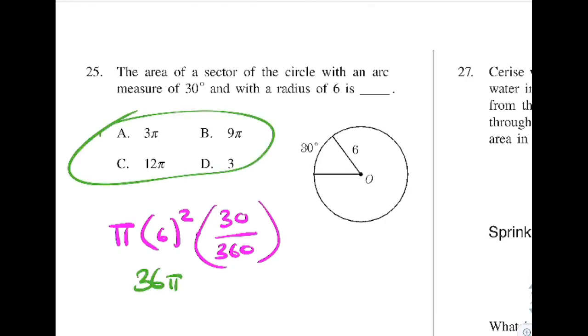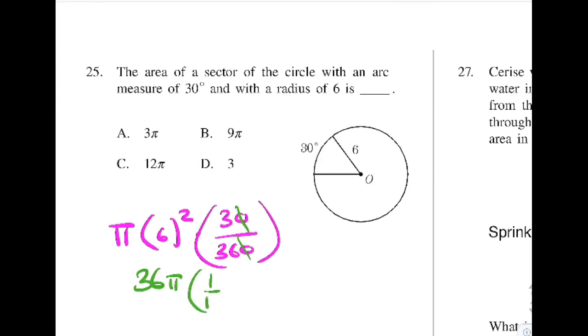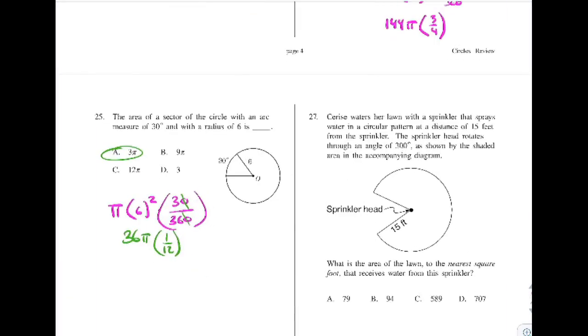I can tell that a lot of them are in terms of pi. And 30 over 360 is the same thing as 3 over 36, which is the same thing as 1 over 12. So really I have 36 pi over 12. 36 divided by 12 is 3, so 3 pi. Calculator can give you the same answer.